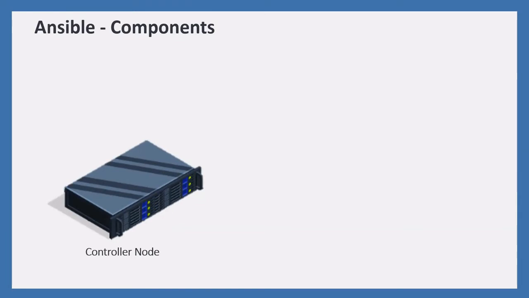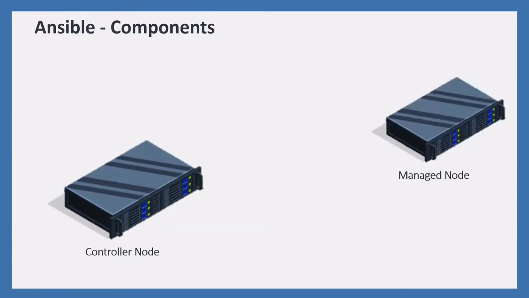To begin with, we have something called a controller node. Controller node is a system where Ansible resides. Then you have something called a managed node. There could be one or many managed nodes within your environment. These are the systems that are controlled by Ansible and against which the automation tasks are carried out.